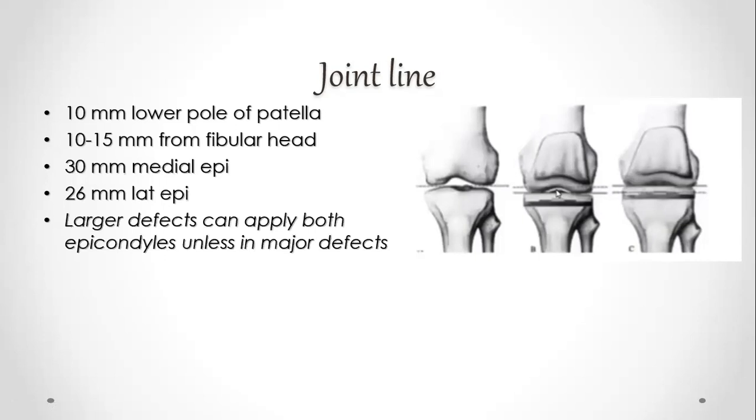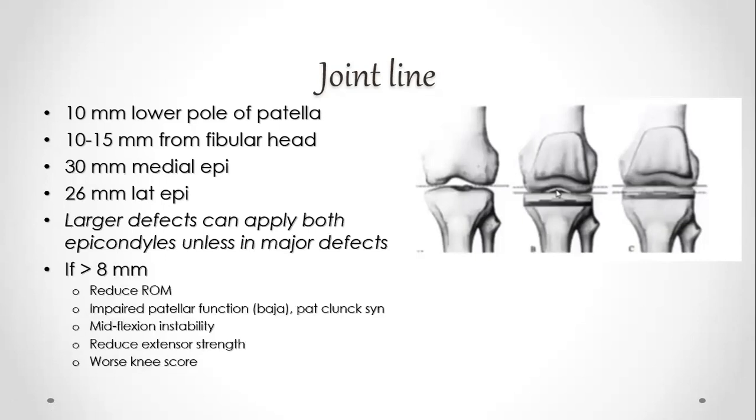A larger defect can involve both condyles, less than a major defect as we see. The story is that if we raise the joint line, not reduce it, because reduction will cause a severe failure in the tibia. If you raise it more than 8, many figures in the literature suggest 8 as the limit not to exceed, because there will be a reduction in the range of motion, impaired patellar function like patellar clunk syndrome, mid-flexion instability, reduced extensor strength, and a worse knee score.